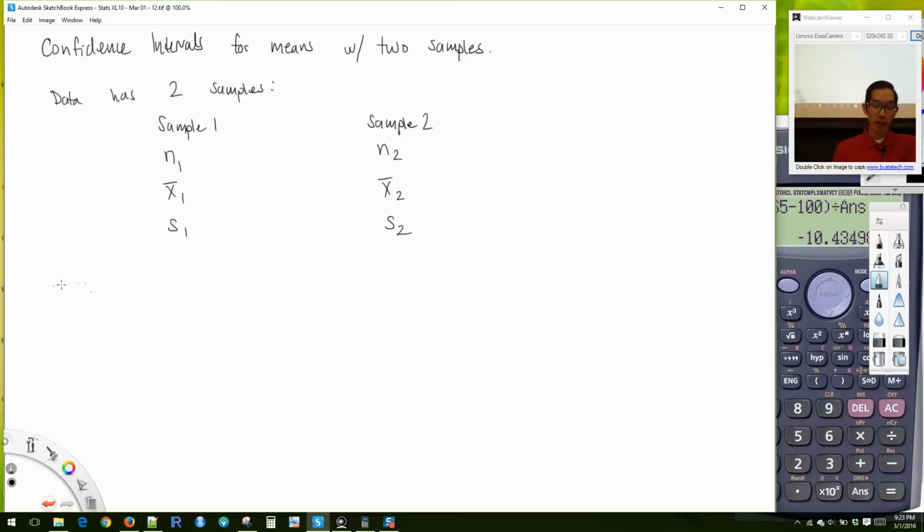All right, and now we are making a confidence interval for the quantity mu1 minus mu2. Okay, so we're making a confidence interval for this quantity. What is this quantity? This is the difference between means. Okay, this is a difference between population means.